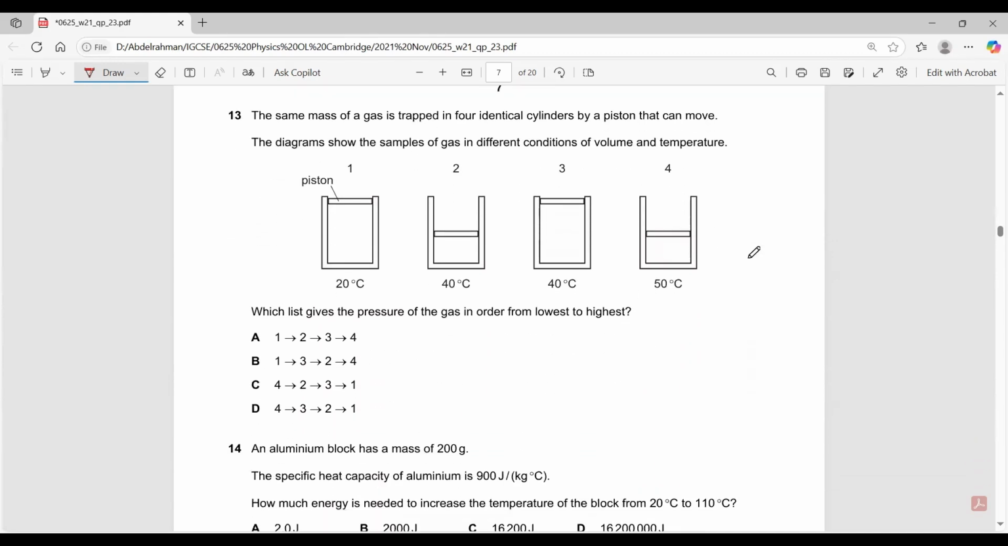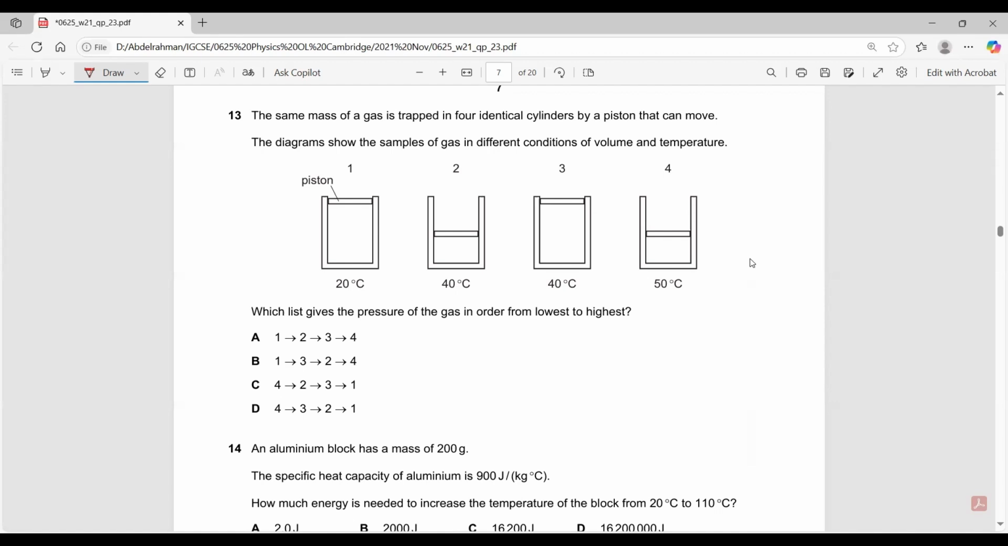The same mass of gas is trapped in four identical cylinders by a piston that can move. Diagrams show the samples of gas in different conditions of volume and temperature. Which list gives the pressure of the gas in order from lowest to highest? We need the least pressure to the highest pressure.